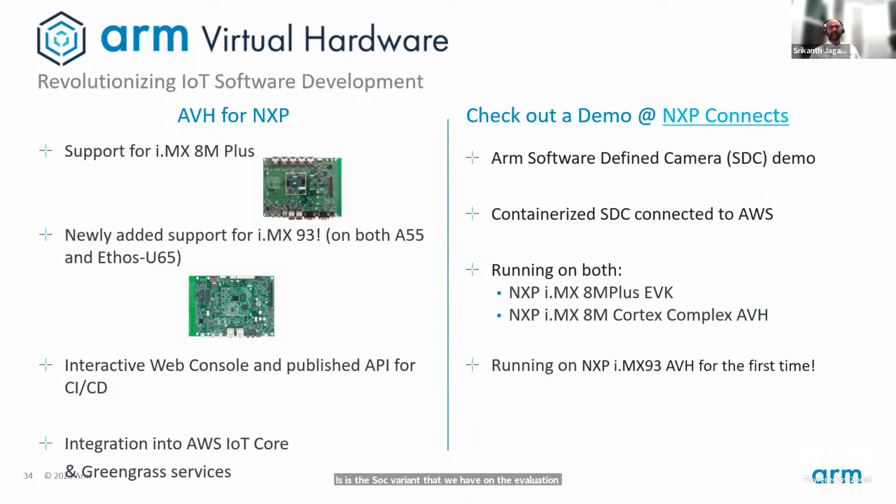For any information on the different variants available, please go to our website, nxp.com, i.MX 93. We have our data sheet, reference manual, and all kinds of collaterals there. Please have a look at those, and you would be able to see the different options for the different packages and the different part numbers we have for this chip.